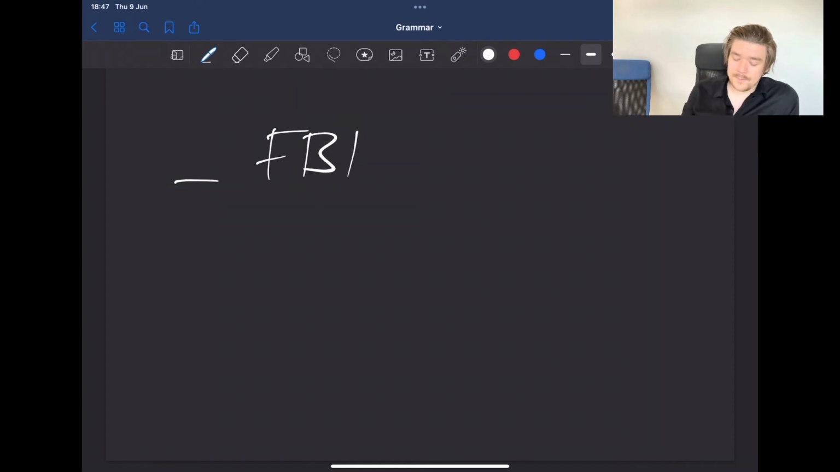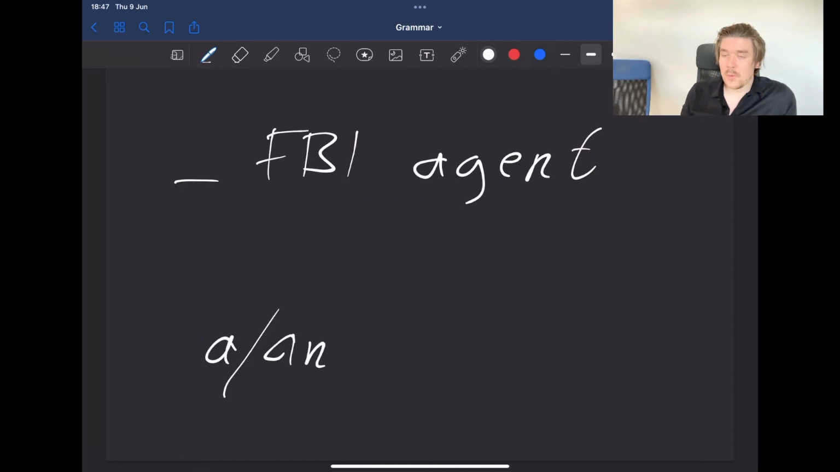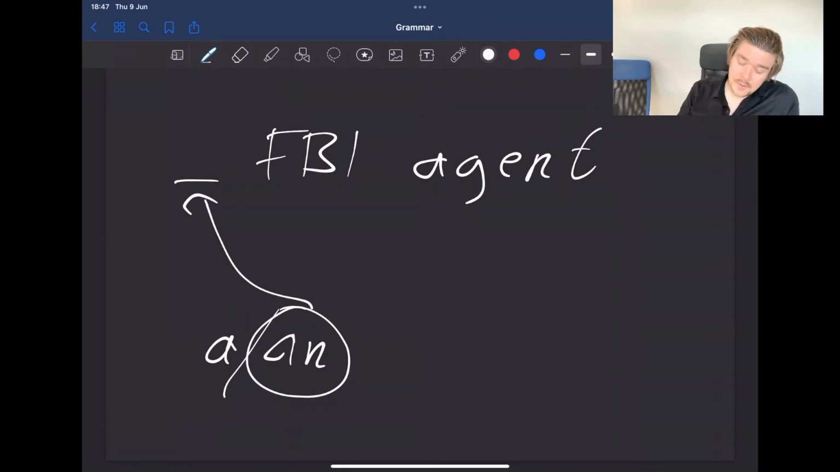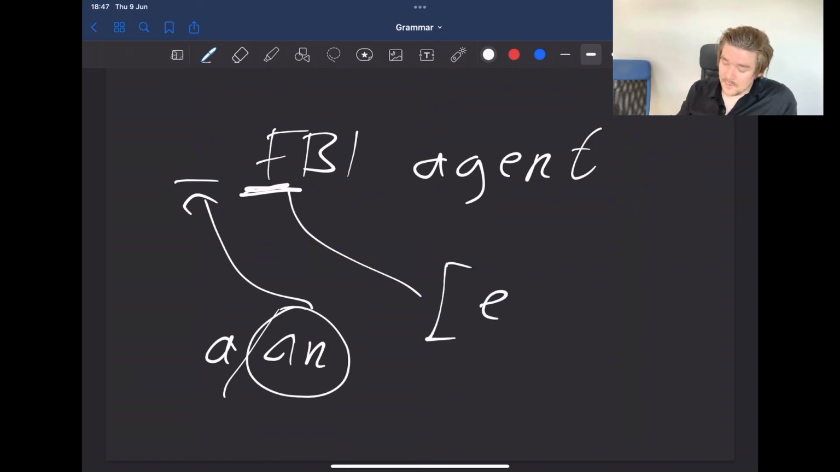So if I say we have FBI agents, and we want to use either a or an. What would you sort of intuit? What would you believe to be the proper usage here? If you're thinking an, you would be correct, because this sound, I mean, it's really F, right? So it starts with a vowel sound, and that's why we want to use an.